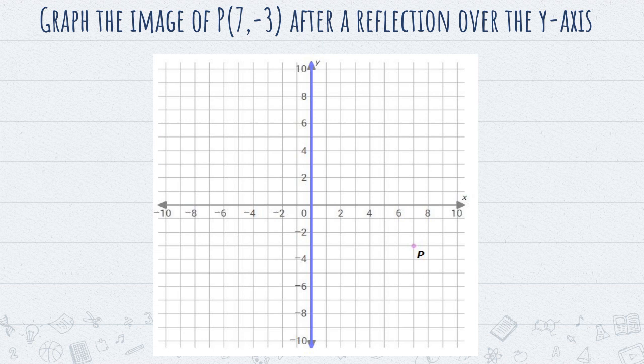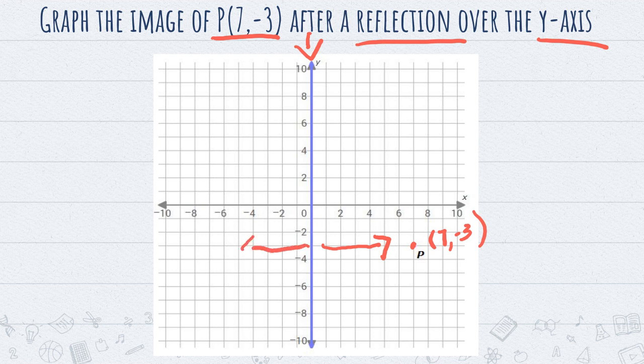Okay, so on this one, it tells us to graph the image P, that's at 7, -3, after reflection over the y-axis. So right here we have point P, and P is at 7, -3. So now I'm reflecting over the y-axis, and the y-axis is highlighted in blue right there for us. So if we are 7 away from the y-axis on the right side, how far do you think I need to be from the y-axis whenever I flip over that line? 7, correct. So if I'm 7 on this side, I need to go 7 on this side.